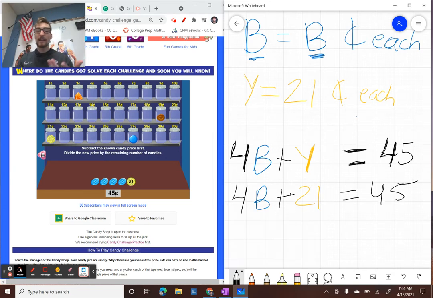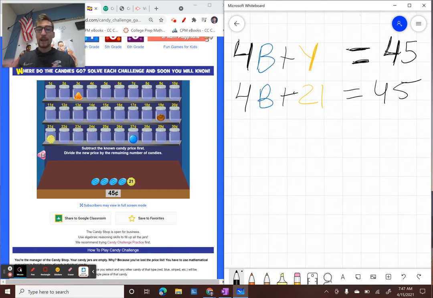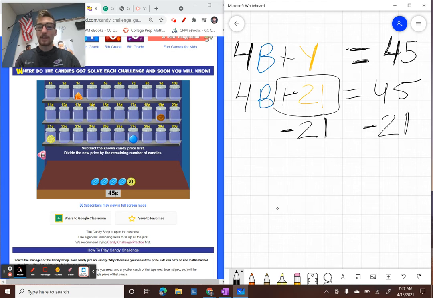All right, now I think I have enough here to solve my equation. This is what we call a two-step equation. So since we're adding 21, we're going to start here, meaning we're going to have to start off by subtracting the 21 cents that we already know is made up with the yellow candy. That's part of our 45 cents total.